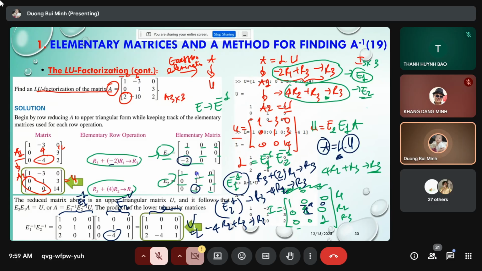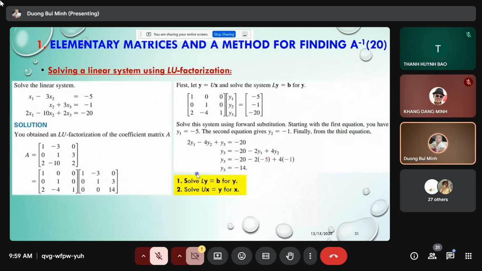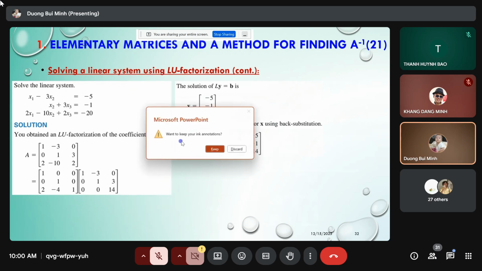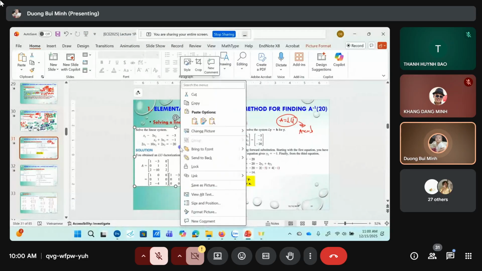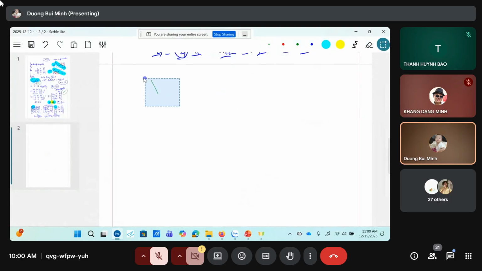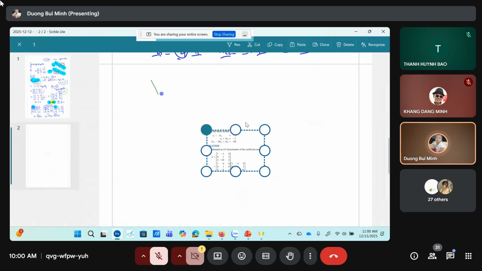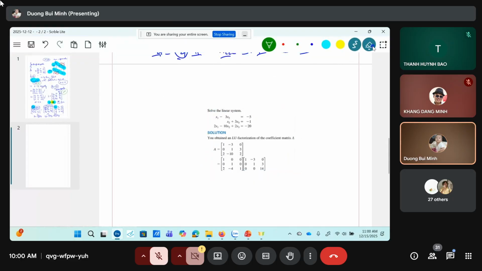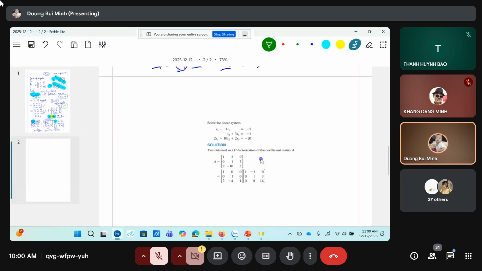Okay. This is U, and then this is L. Okay. Yeah. So now we try to apply A equal to L times U to solve AX equal B. Okay. So here. So I'll take an example. Copy it, and I pause here.